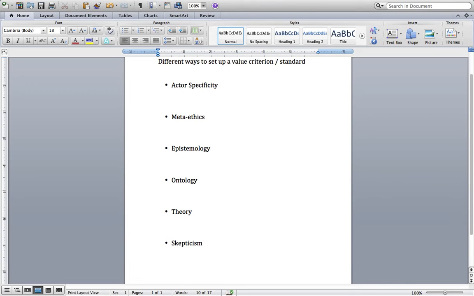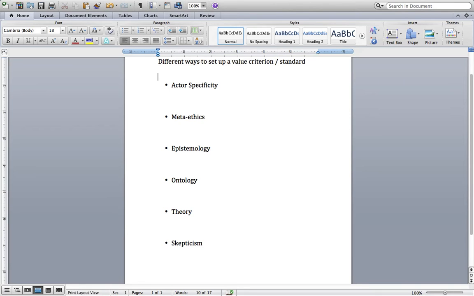Okay. I'm ready. First is actor specificity. Second is meta-ethics. Third is epistemology. Fourth is ontology. Fifth is theory. And sixth is skepticism.